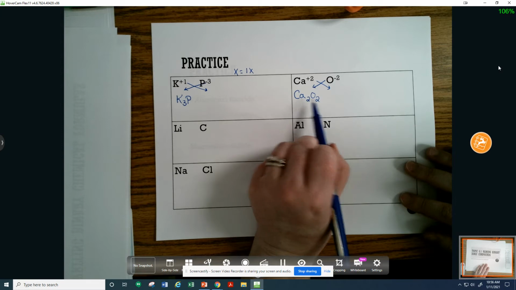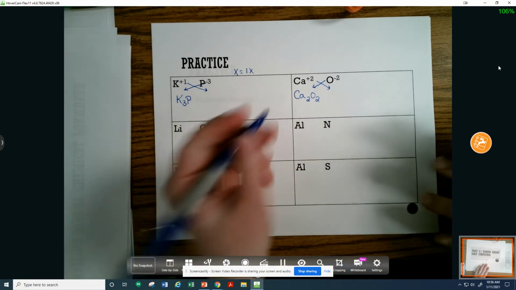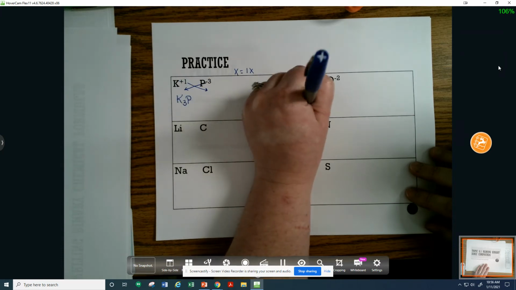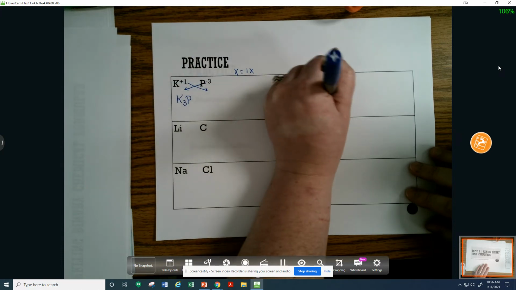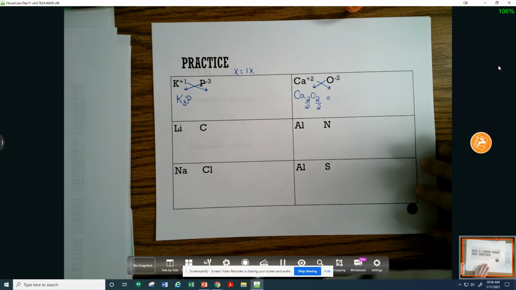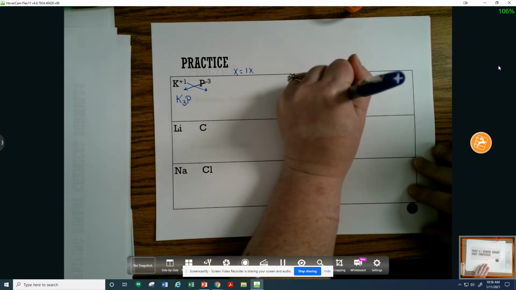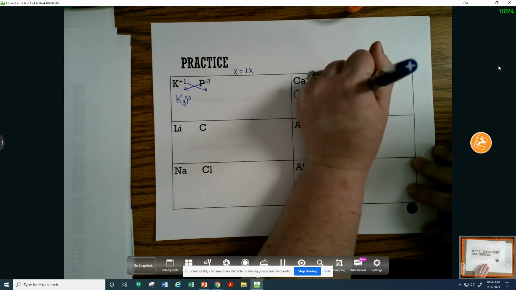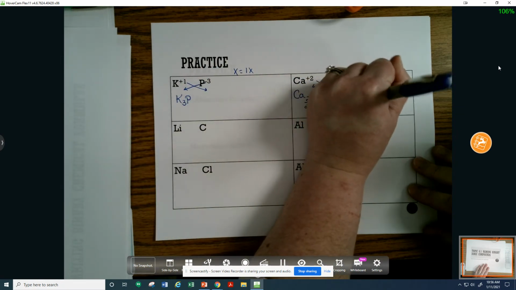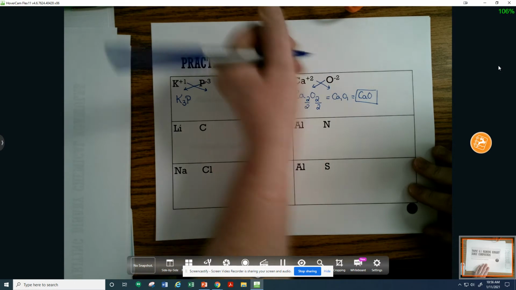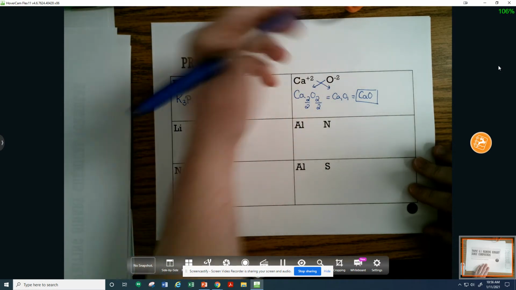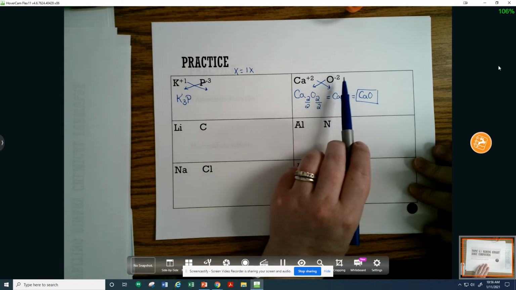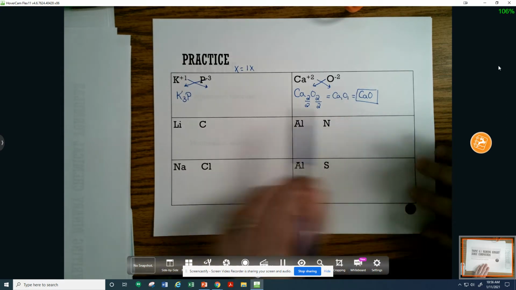In here, this is a 2-to-2 ratio. I can simplify those. What's both of these numbers divisible by? Well, that's going to be 2. So our new subscripts are 1. So it's really saying Ca1, O1. We don't usually show the 1, so we just say CaO. So what that tells us is that this is a 1-to-1 ratio, that it takes 1 plus 2 cation to neutralize 1 negative 2 anion.